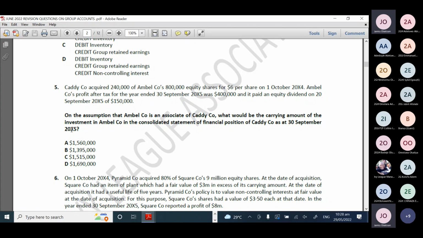The financial statement date is 30 September 20X5, right? The associate here was acquired on 1st October 20X4, which means 1 year after. How did we even conclude that it's an associate? They said Caddy acquired 240 out of 800, right? So that means 30%.